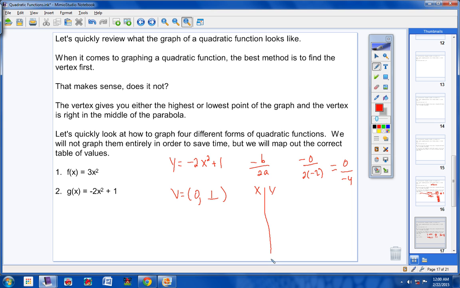So very quickly, if I were you, I would put 0, 1 here. That would go up 1, down 1, down 1, and then quickly put these points in. So put a 2 in for x. 2 times 2 is 4, times negative 2 is negative 8, plus 1 is negative 7. Put a 1 in. 1 times 1 is 1, times negative 2 is negative 2, plus 1 is negative 1.